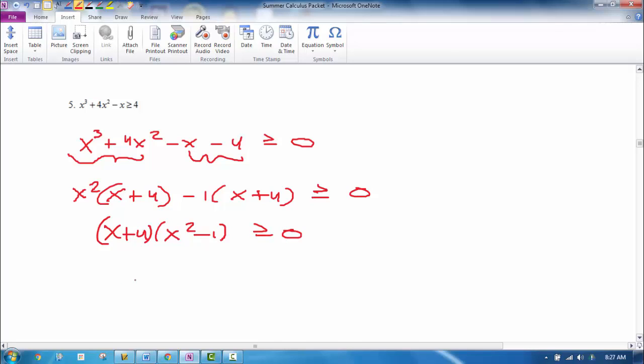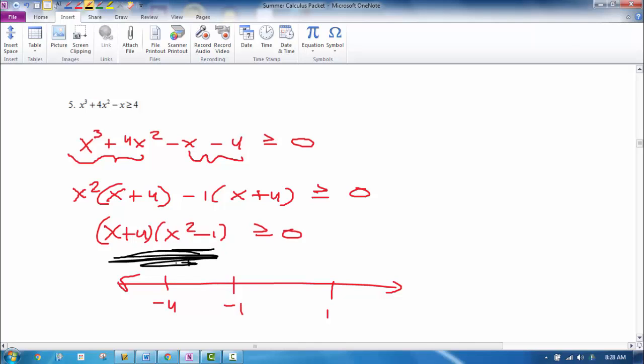So now when I go to make my sign chart, I put the key points on there, which is obviously -4. And then also -1 would give us a 0 here, and so would +1. So I put -1 and +1 on there. Now I test these regions, so stick in -5. -5 gives you a negative here and a positive there. So overall that would be a negative.